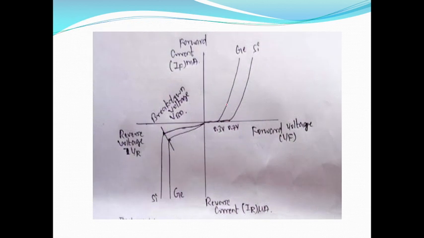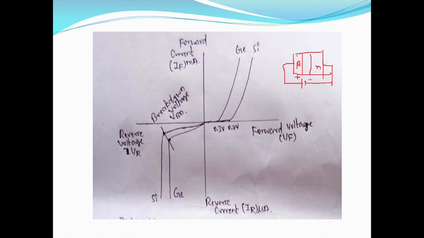So when we go for the characteristics of the PN junction diode, when we consider forward bias, the forward voltage is taken on the x-axis and the forward current on the y-axis. So what is meant by forward bias? See here, if it is a PN junction and I give forward bias, the positive terminal of the battery is connected to the P-type and the negative terminal of the battery is connected to the N-type. We call it forward bias.